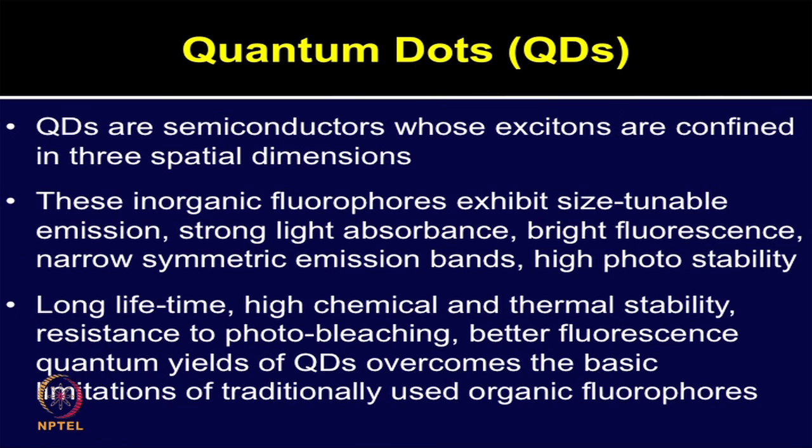Let us first discuss quantum dots or QDs. So, what are these QDs? QDs are nanocrystals or nanoparticles in the size range of 1 to 10 nanometer, displaying unique photochemical and photophysical properties. They are semiconductors whose excitons are confined in 3 spatial dimensions.